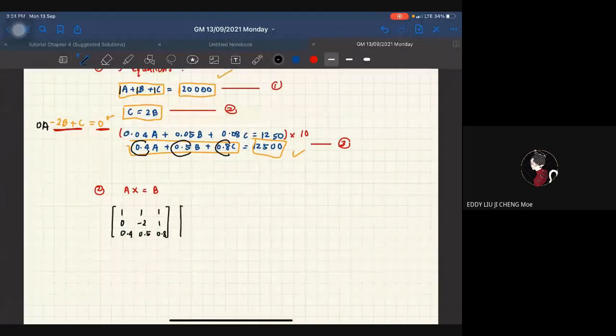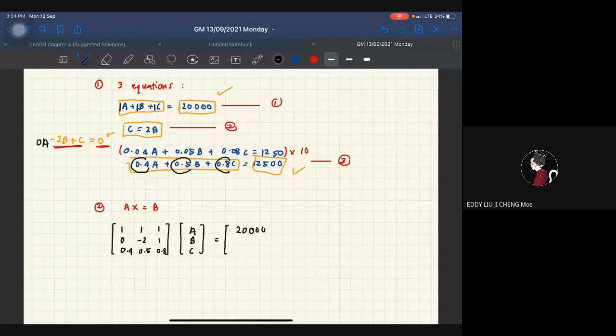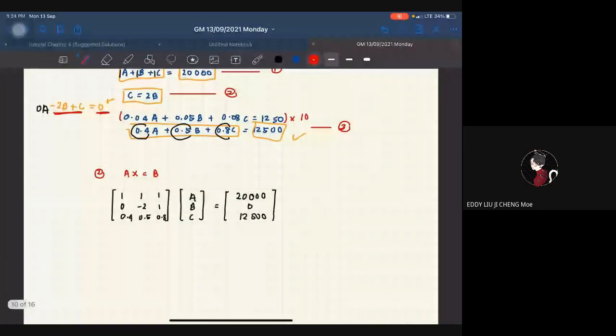And then matrix X is A, B and also C. Okay, and then our matrix B is, awak masukkan nilai yang di sebelah kanan. So the first one is 20,000. Second one is 0. The third one is 12,500. Okay, settle kat situ. Okay, so kita dah ada matrix A, we have matrix X and also matrix B. Okay, so in general form dah settle.